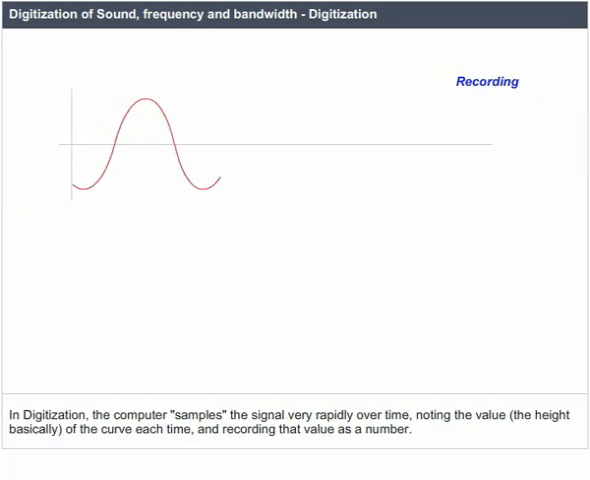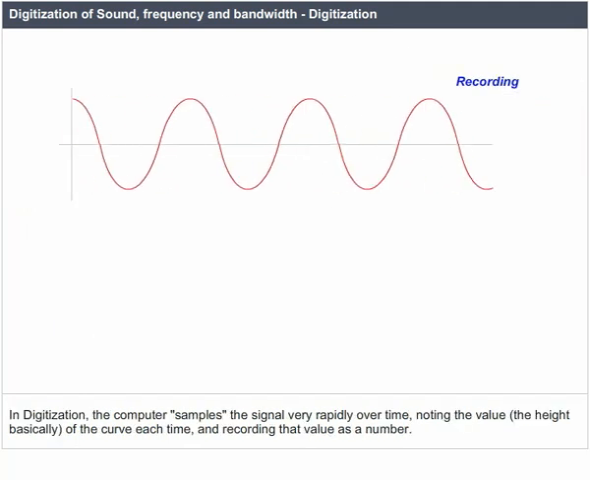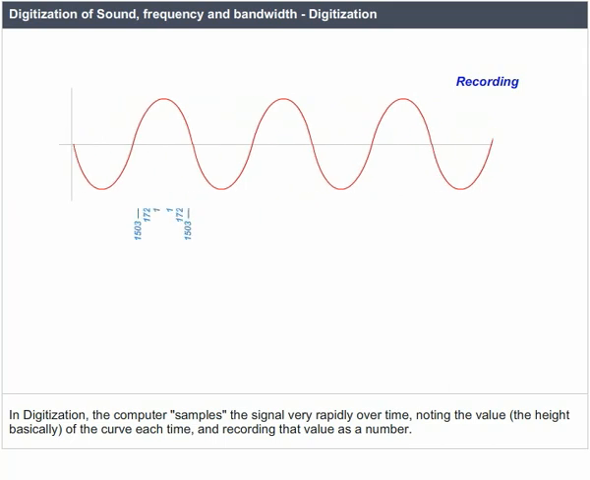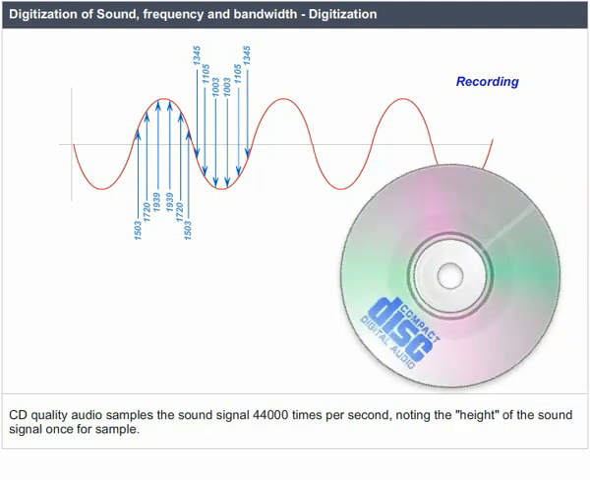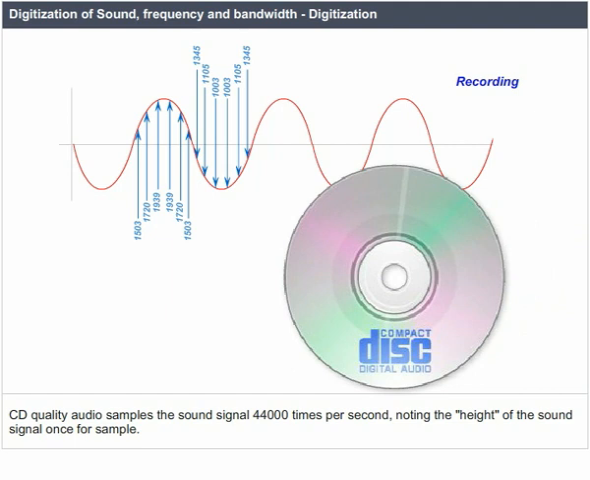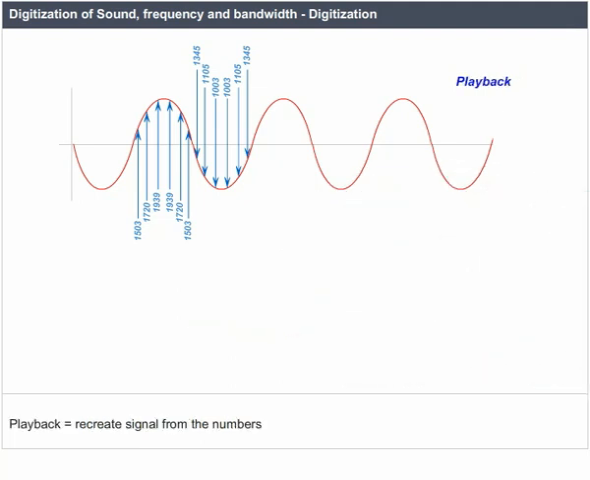In digitization, the computer samples the signal very rapidly over time, noting the value, the height basically, of the curve each time and recording that value as a number. CD quality audio samples the sound signal 44,000 times per second, noting the height of the sound signal once for each sample. Playback. Recreate the signal from the numbers.